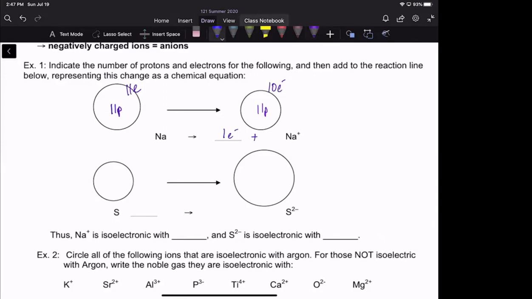Sulfur is number 16, so it has 16 protons in the nucleus, and for the neutral atom, it has 16 electrons. If we look at the ion that it forms, sulfide ion, S2-, that's still sulfur, so it's got 16 protons in the nucleus, but now it has added 2 electrons. So it has a total of 18 valence electrons in its outer shells.